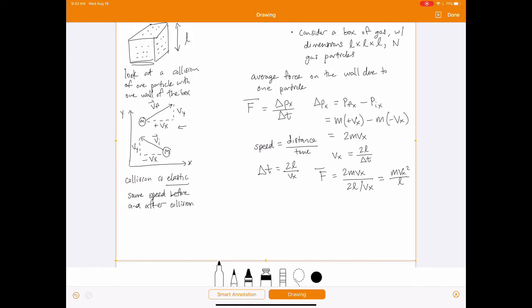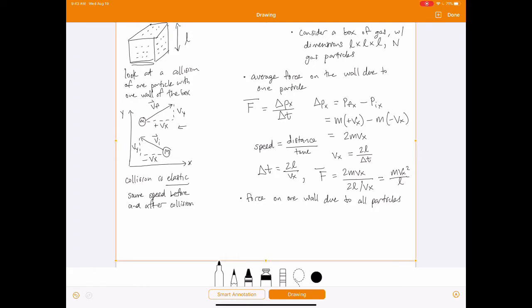So this is a really important place to just take stock of where we are. What we just calculated is the average force on the wall of the container due to one of these particles. Okay, well, what happens then if I look at all of the particles together? In other words, what if I want to know the force on one wall due to all particles?